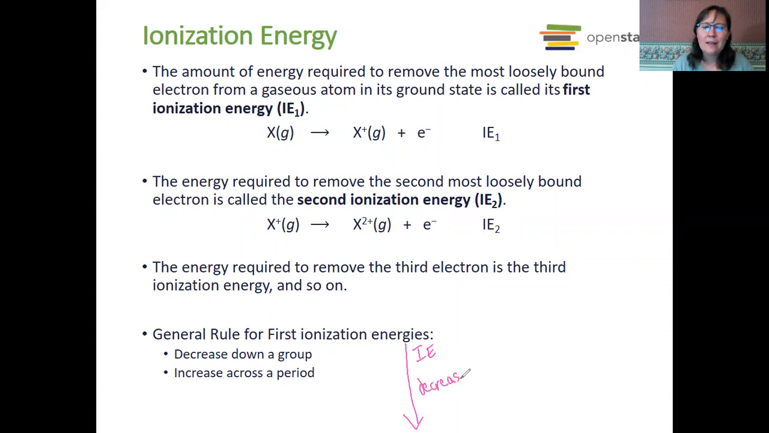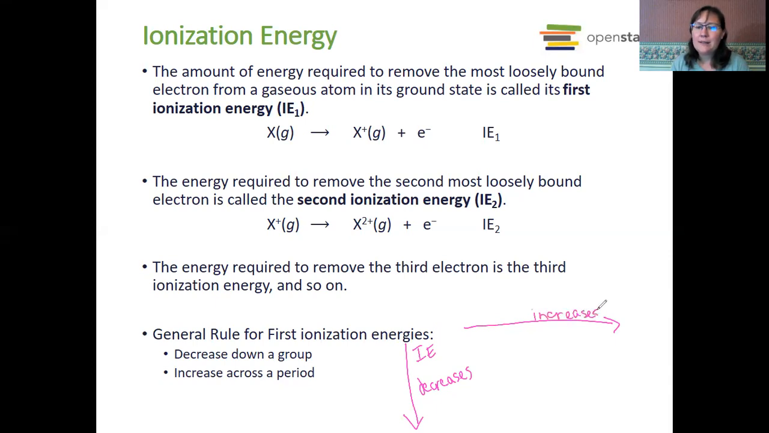Okay, and why is that? Well, it decreases for the same reason that we saw our atomic radius increasing. It decreases because our electrons are getting farther and farther away from the nucleus. Because they're getting farther and farther away from the nucleus, it makes it easier to remove one. Now, as we go across the periodic table, it increases.